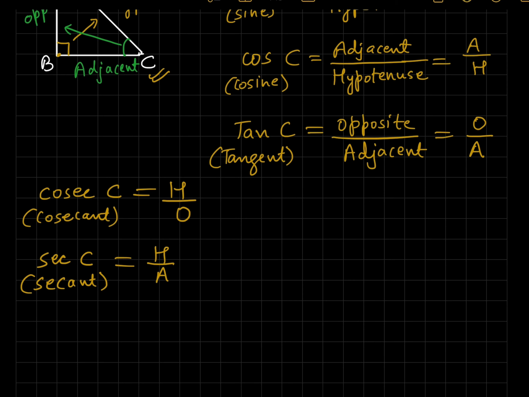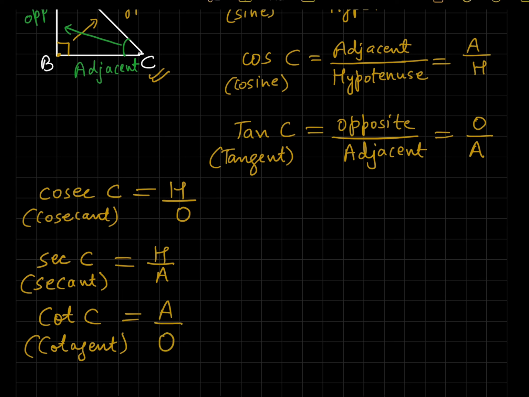Then the reciprocal of tan C is cotangent. So we write it as cot C in short, and that is cotangent. This is the full form. Okay, so cot of C is what? Reciprocal of tan C, which is opposite over adjacent. So cot of C would be adjacent over opposite.